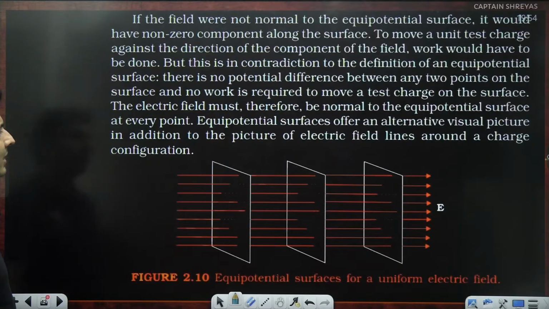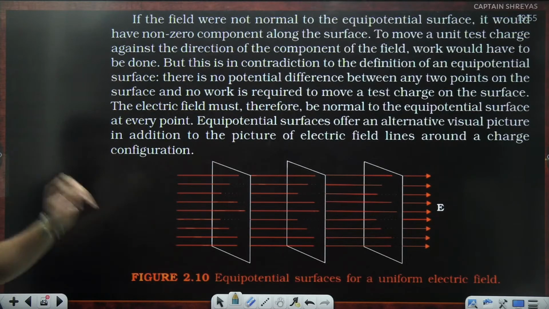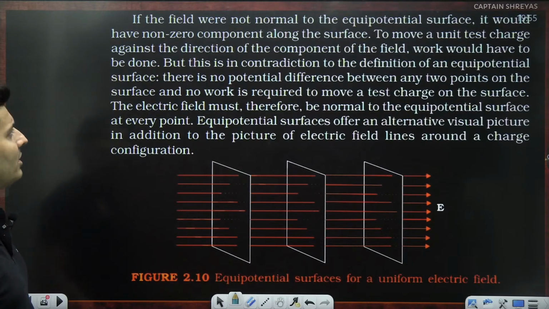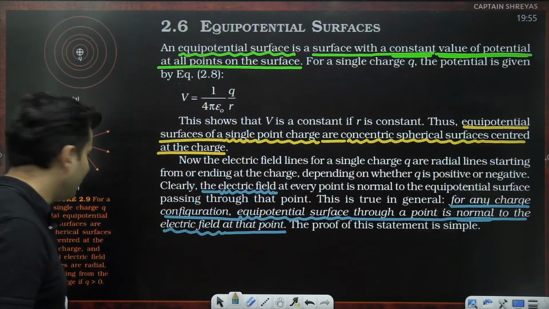And the proof of that is very simple. They have given this particular thing. If the field were not normal, the equipotential surface would have a non-zero component. To move a unit test charge against the direction of the component, work would have to be done, but this contradicts the definition. Hence there is no potential difference between two points on the surface, hence no work is done. Hence the field must be normal to the equipotential surface. This offers an alternative visual picture in addition to the picture of the electric field lines configuration. Okay, so let's understand this.